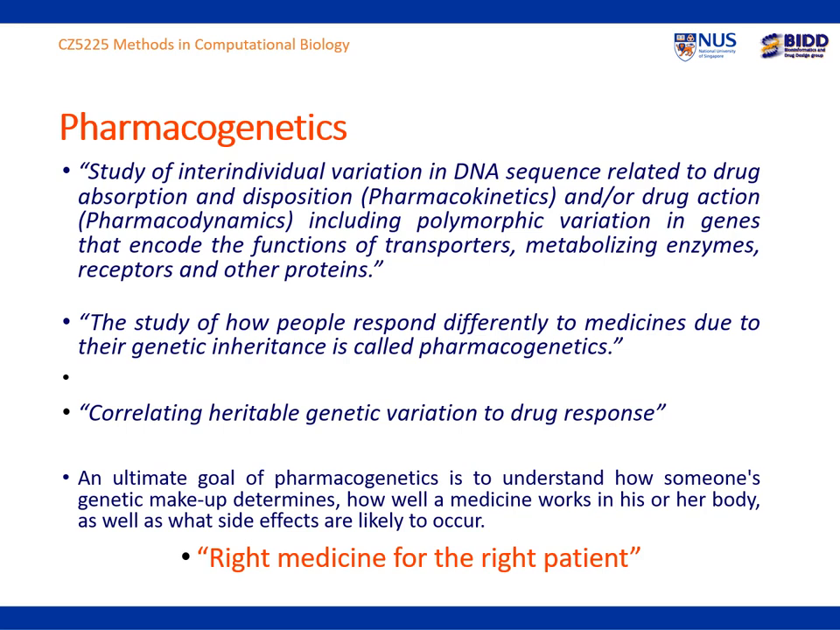So, in simple words, in pharmacogenetics, we study those genes which are responsible for transportation of the drug inside the cell, or a metabolizing enzyme which is actually metabolizing the drug molecules, or a receptor present on the cell surface, or any other protein involved in pharmacokinetics or pharmacodynamics. But in pharmacogenetics, we usually focus on a single gene at a time, whichever is responsible for the activity of the drug in the patient's body. So the ultimate goal of pharmacogenetics is to understand how someone's genetic makeup determines how well a medicine works in his or her body, as well as what side effects are likely to occur. So in simple terms, we need to find the right medicine for the right patient.